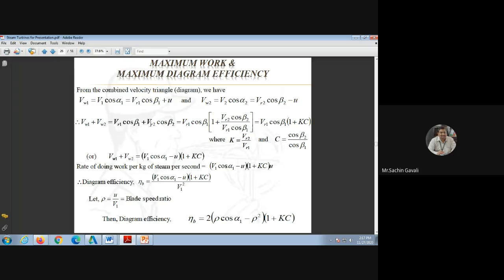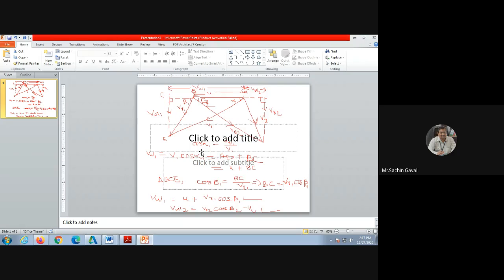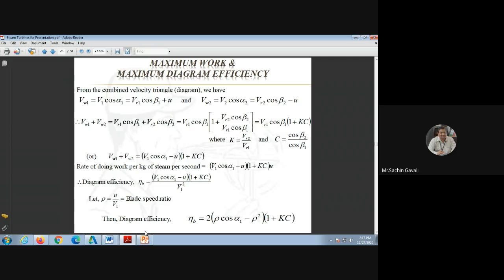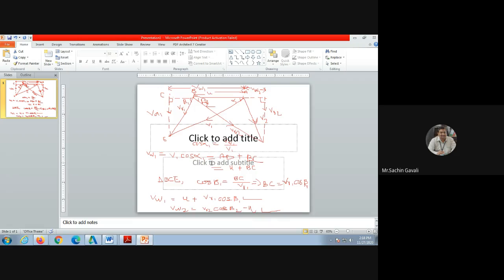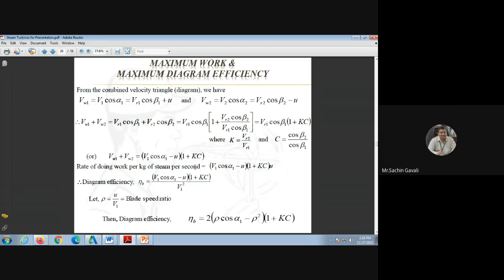But what is VR1 cos beta 1? VR1 cos beta 1 means BC, and that is equal to VW1 minus U. VW1 is equal to V1 cos alpha 1, so V1 cos alpha 1 minus U. So VR1 cos beta 1 is nothing but BC, which is V1 cos alpha 1 minus U. Okay, V1 cos alpha 1 minus U into bracket 1 plus KC.